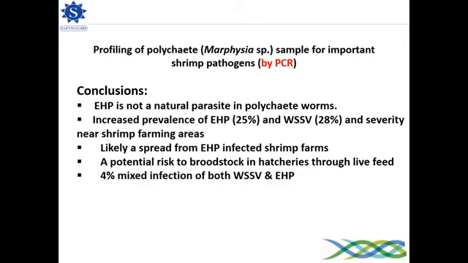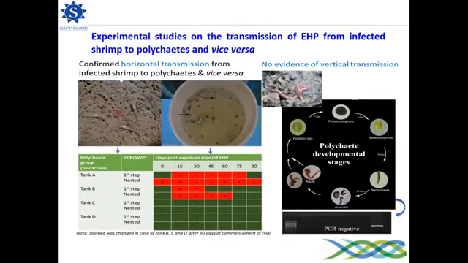So these are experimental studies on the transmission of EHP from infected shrimp to polychaetes and vice versa. The studies included life cycle screening of polychaetes exposed to shrimp infected with EHP, and it shows that there is no evidence of vertical transmission. That means the polychaete is not a host for EHP, but it's a carrier.